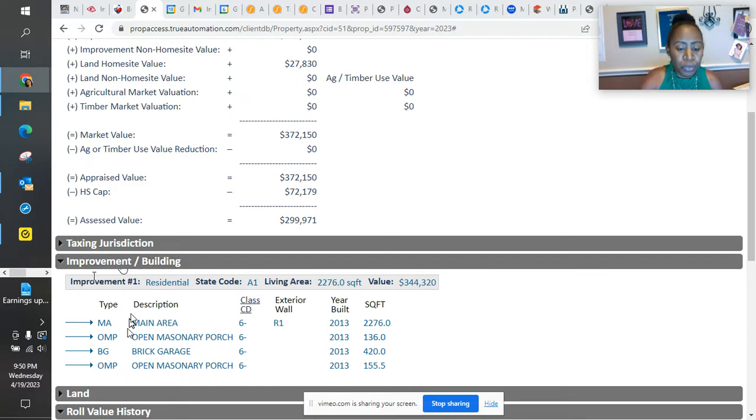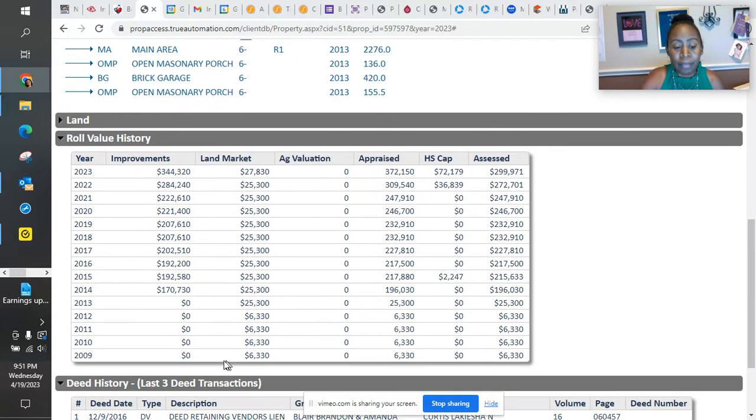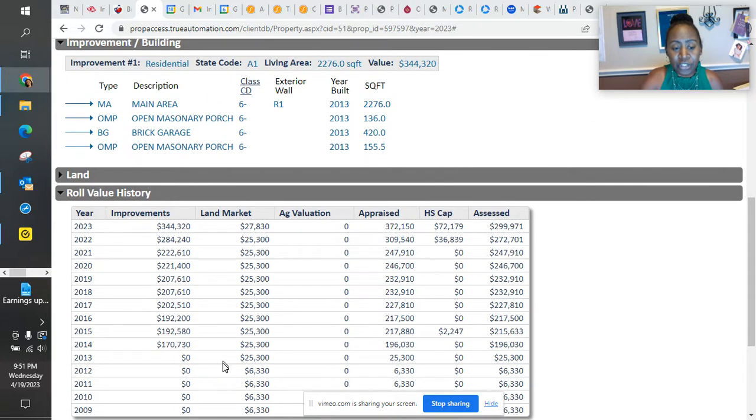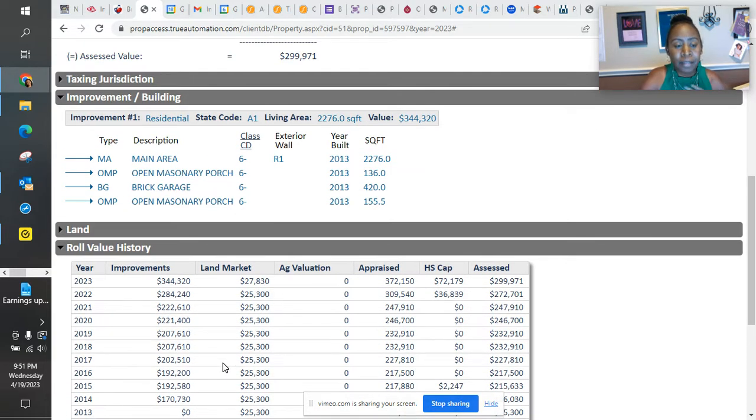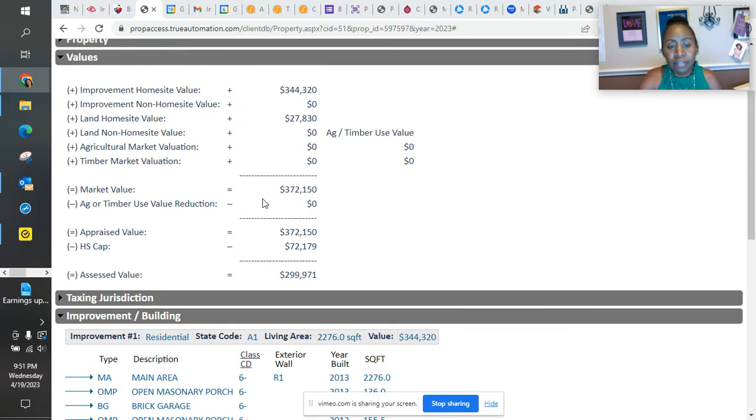Improvement just goes through what components the house has and the facts and details about that house. Land is going to break down the values of the land, and then the roll value shows you the values of the property over the past years. The last tab we have here is a deed history tab. There's also a current tax tab underneath that, which we don't necessarily need to get into a lot of detail. So we'll start with the values tab.